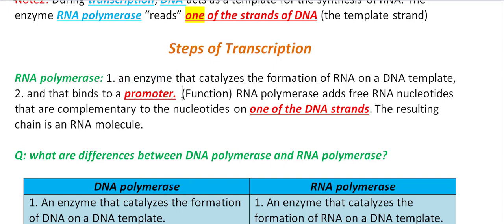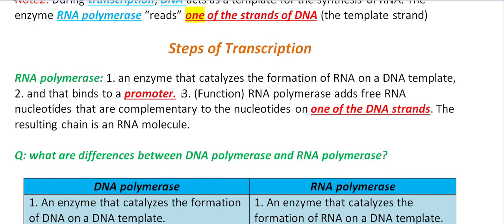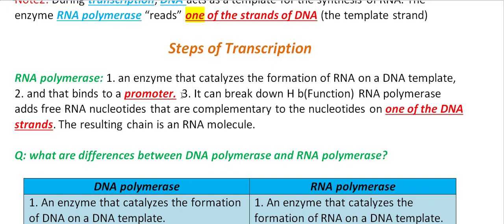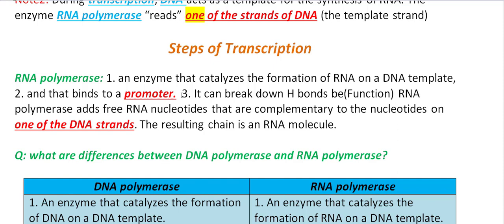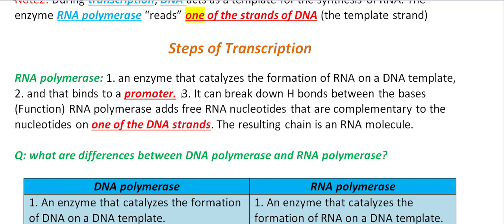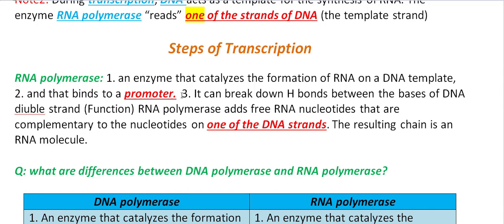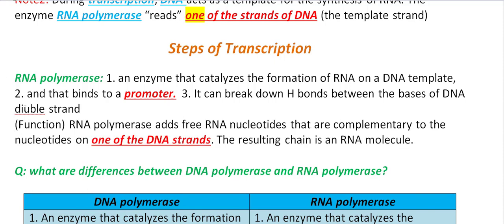The third characteristic of the RNA polymerase: it can break down hydrogen bonds between the bases of the DNA double strand. This is the third characteristic of the RNA polymerase. It breaks down hydrogen bonds between the bases of the DNA double strand.